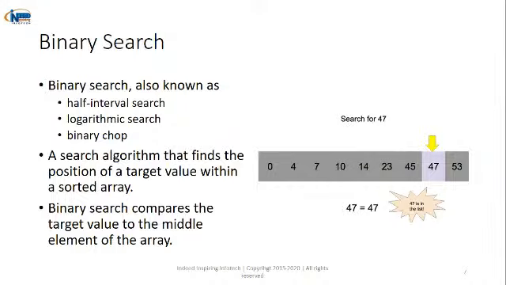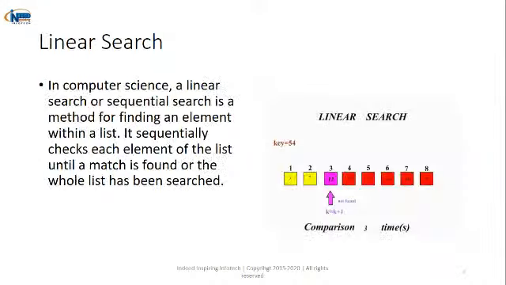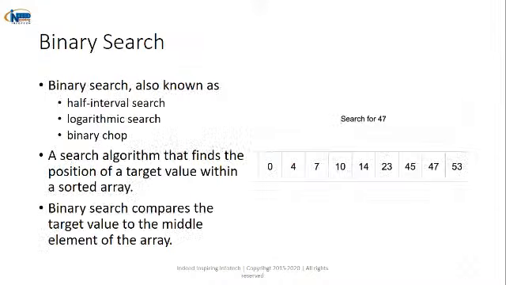So this is how you can see that in the case of linear search, it takes more time because it is sequentially searching one by one each element. But in the case of binary search, it will take less time.